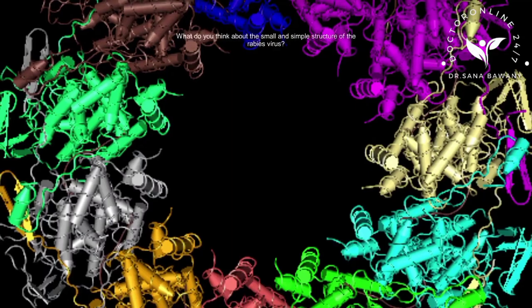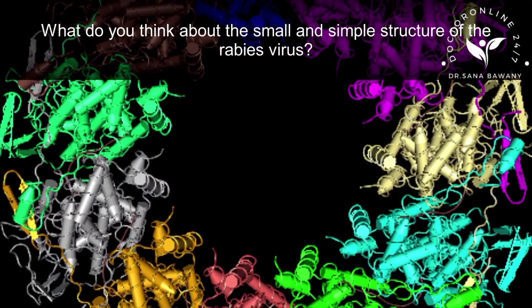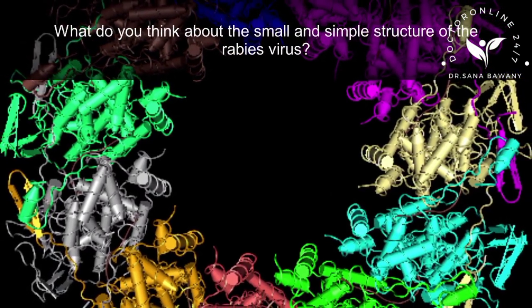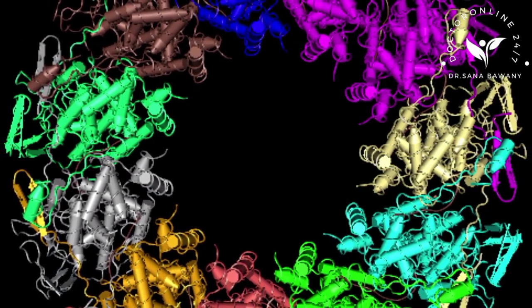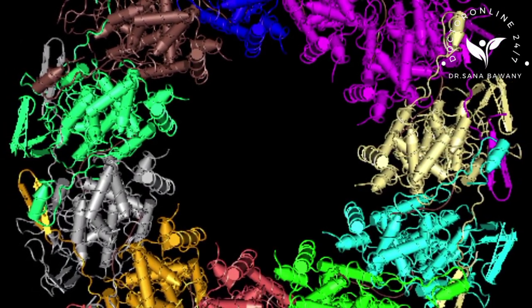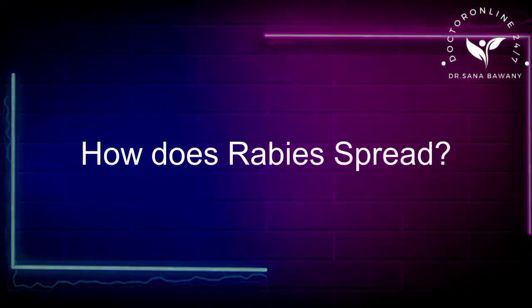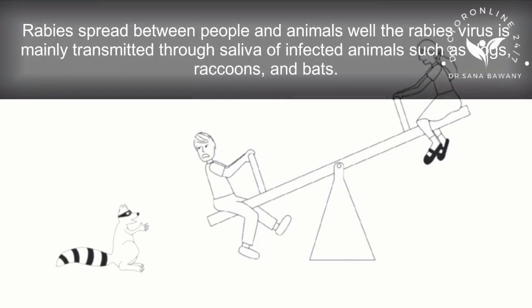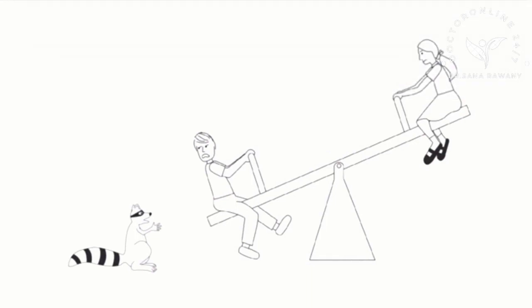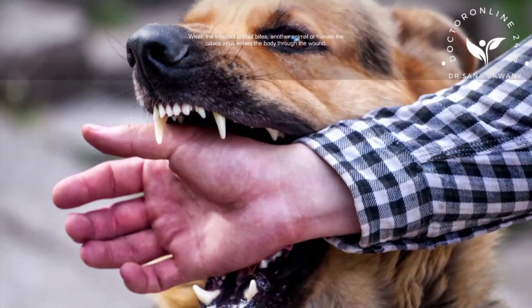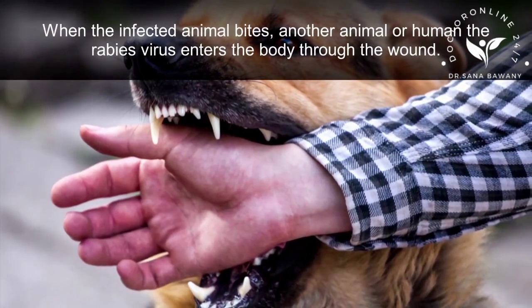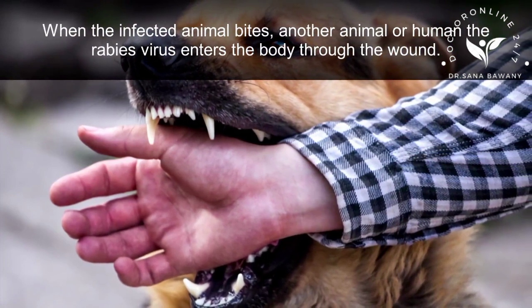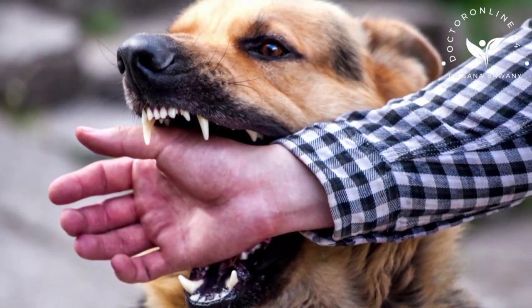What do you think about the small and simple structure of the rabies virus? It is remarkable that it can exert the aggressive and grueling symptoms that we see in rabies. So how does rabies spread? Rabies spreads between people and animals. Well, the rabies virus is mainly transmitted through saliva of infected animals such as dogs, raccoons, and bats. When the infected animal bites another animal or human, the rabies virus enters the body through the wound.